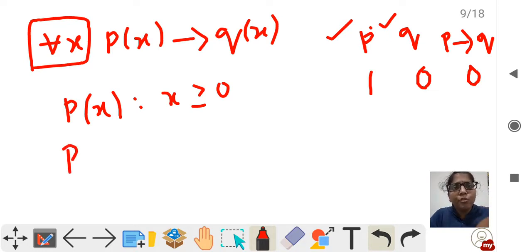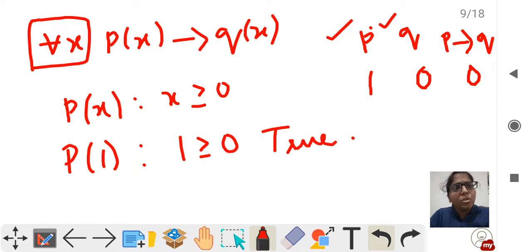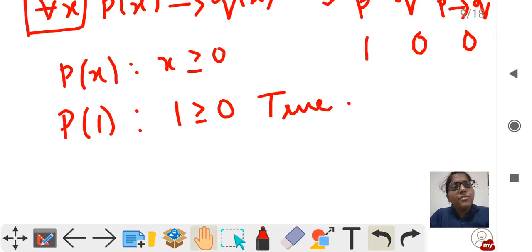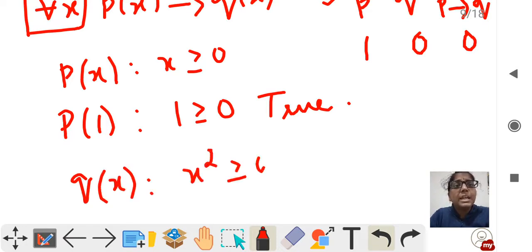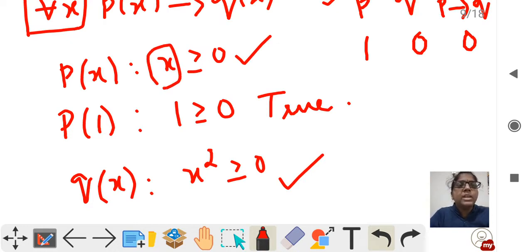So if you give 1 as the value of x, 1 is greater than or equal to 0 is a true statement. So what about Q(x)? Whenever P(x) is true, obviously you will get Q(x) is true. Why? Here x greater than or equal to 0 is the open statement. What is Q(x)? x squared greater than or equal to 0 is Q(x), right? So obviously any value, if it is positive, then its square is also positive.